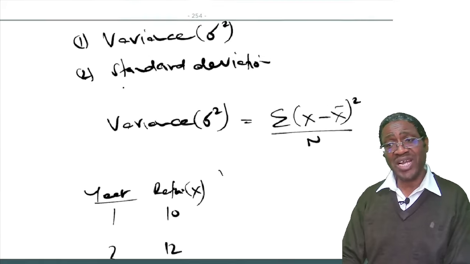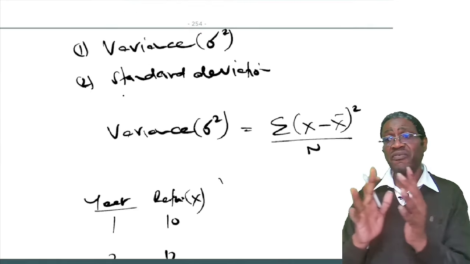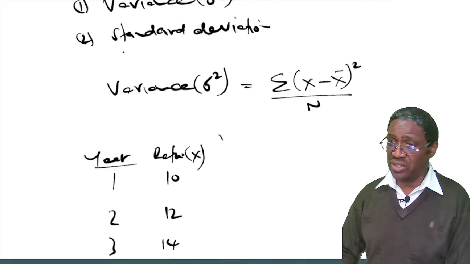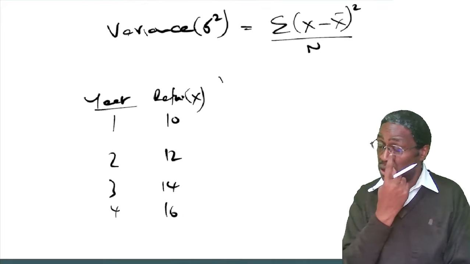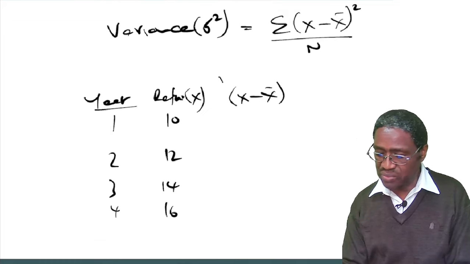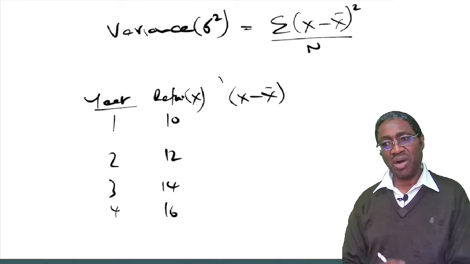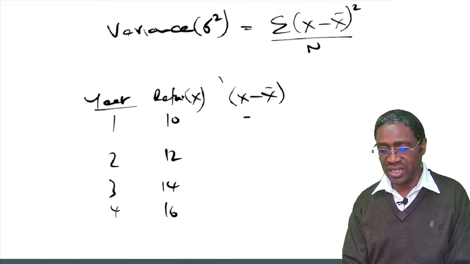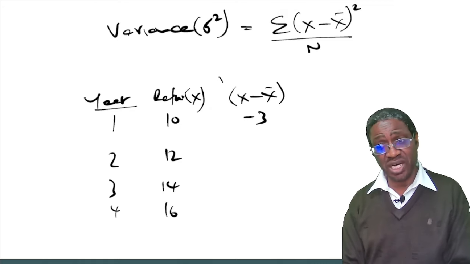Then I want to calculate how each of these returns deviates from the mean. So what I'll do, I'll have a column here called x minus x bar. Our x bar, we have said, is 13. So I take the 10 minus 13, I hope you can see that is negative 3.